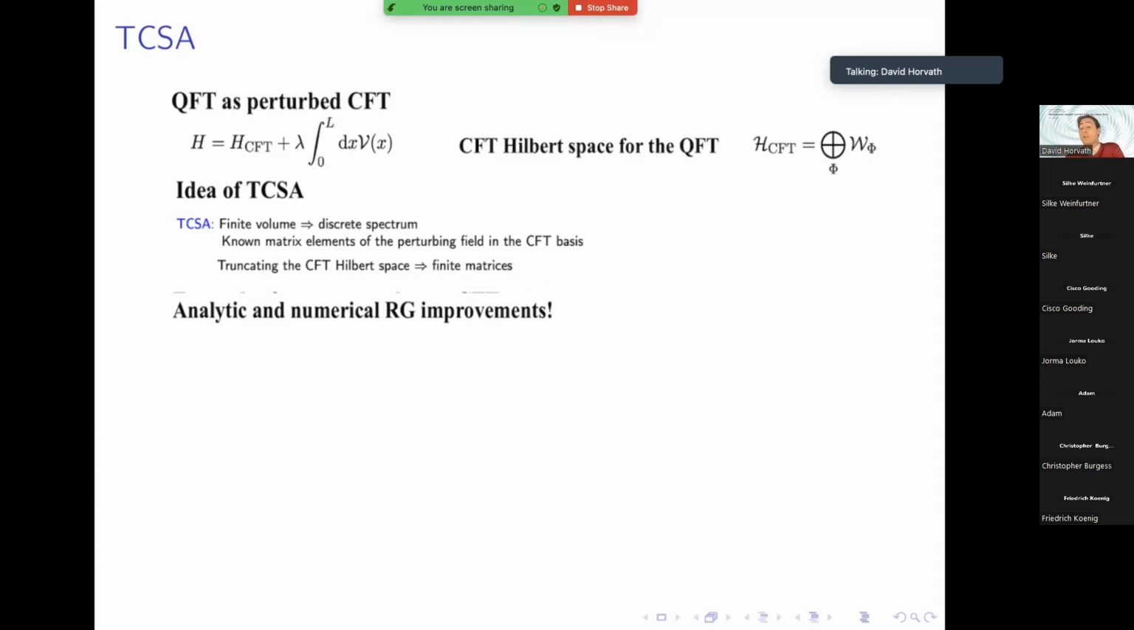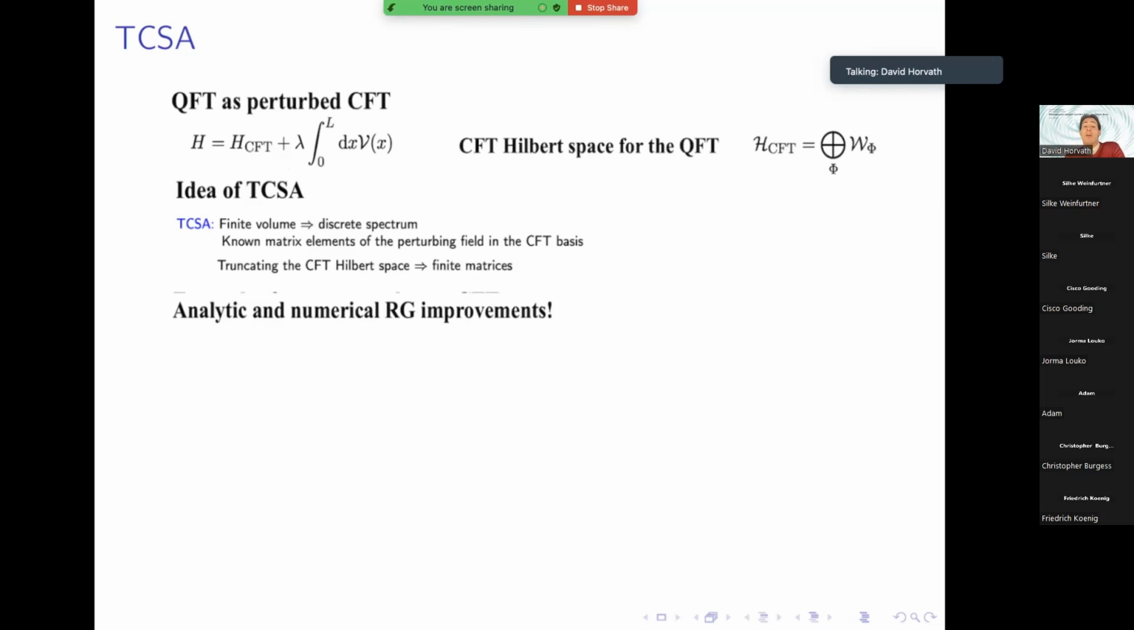And once you have finite dimensional matrices, you can do numerically almost whatever you want. Of course, not everything. Entanglement is a good example, at least the spatial entanglement. You cannot really target it, or it's extremely difficult to target by these methods, but many quantities can be efficiently computed. And one advantage of choosing a conformal Hilbert space is that you have to have this truncation, but of course with this truncation you introduce errors.